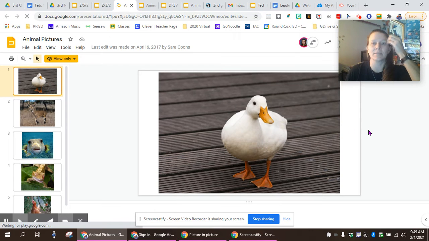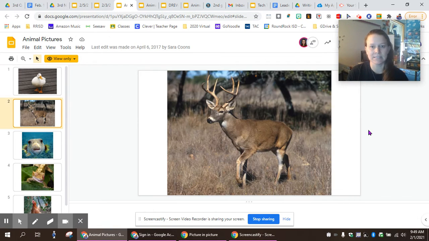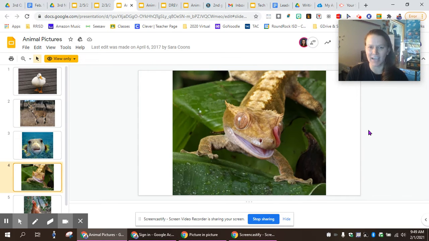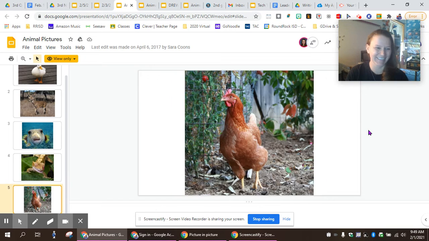Okay, so you've got all these animals. You've got a duck, a deer, a fish. Oh, look at those lips. Some kind of lizard. It almost looks like he's licking his eye. I like that picture. And you've got a chicken as well. I think that's the last one today. So you get to pick an animal or two to think about what part of their body they use to get those four basic needs.